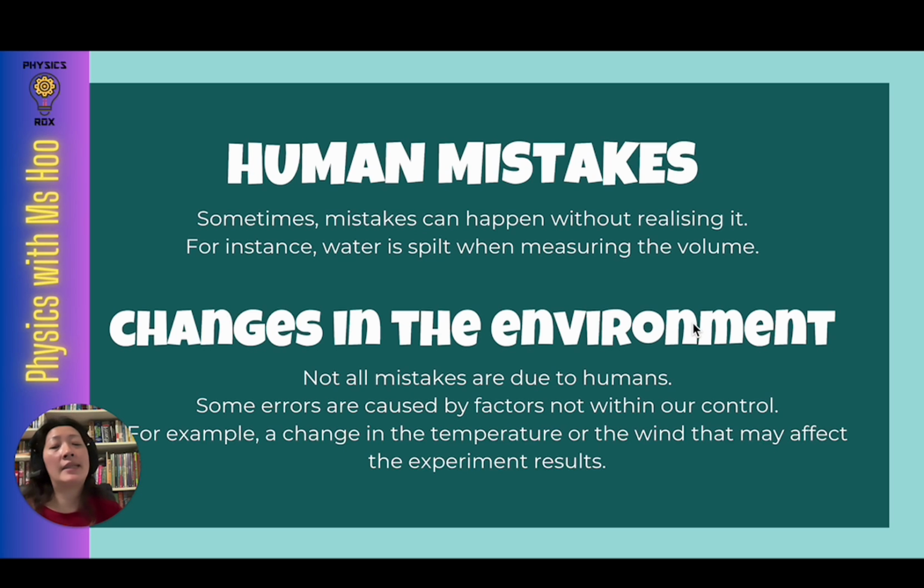And there could also be mistakes that are not due to humans. For example, if there are changes in the environment. Some of these errors are caused by factors not within our control. For example, a change in temperature, or suddenly there's wind blowing, that may cause some of the experiment results to be different from what we expected.